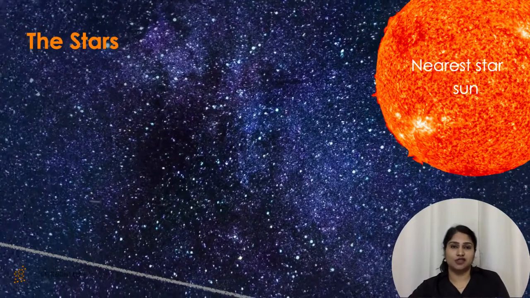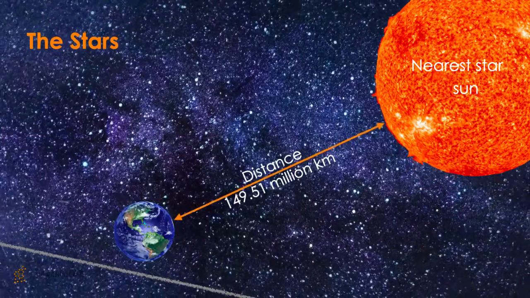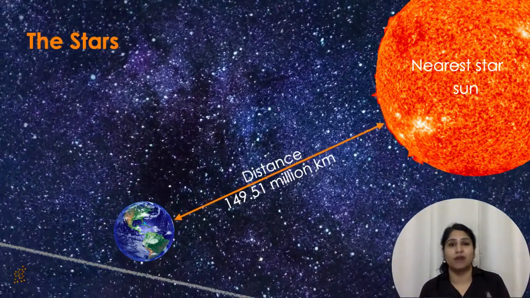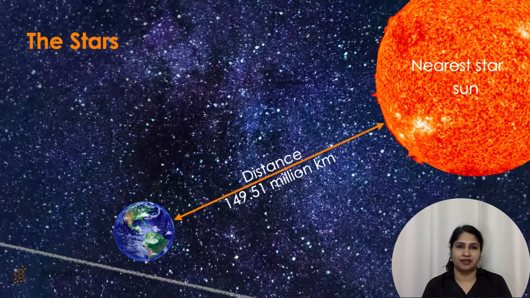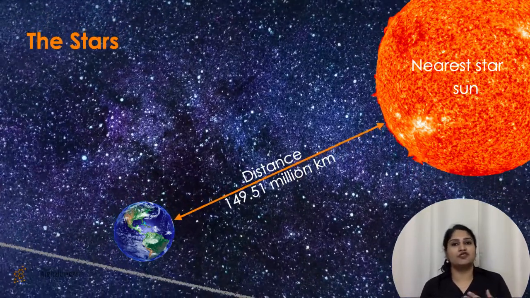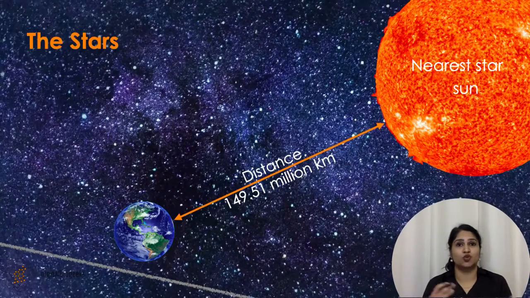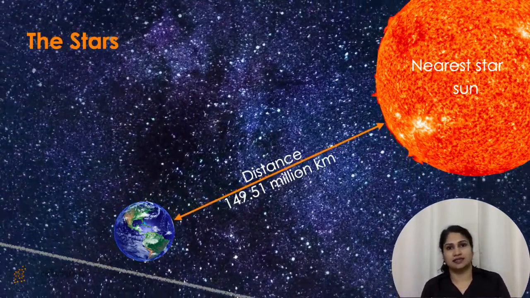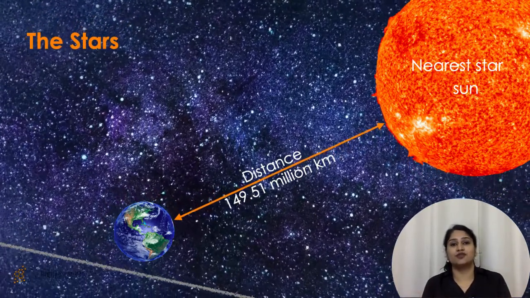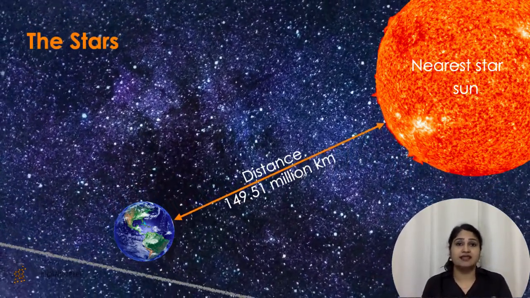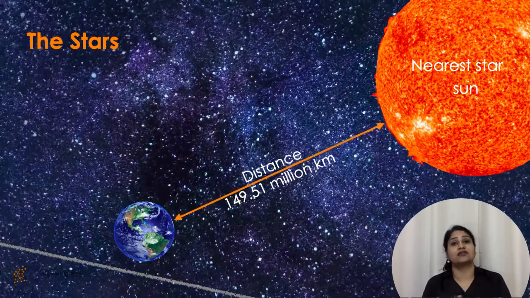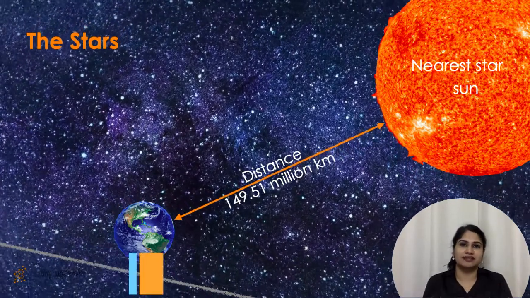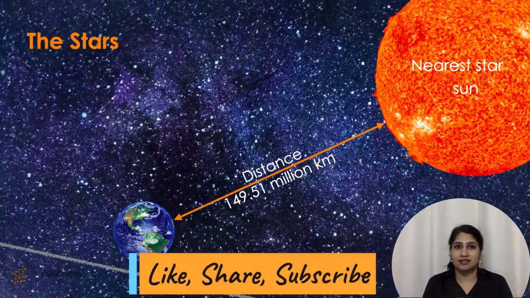The nearest star to Earth is the Sun, and the distance between the Sun and Earth is 149.51 million kilometers. The stars appear to move in a direction from east to west. We know sun rises in the east and sets in the west. Similarly, stars appear to move in the direction from east to west. This is due to the rotation of Earth in the opposite direction. That means Earth rotates from west to east. That's why stars appear to move from east to west.